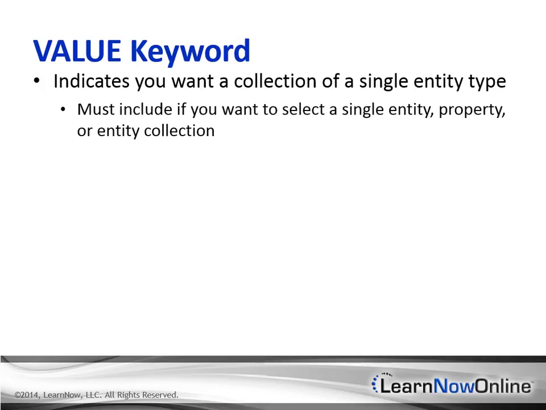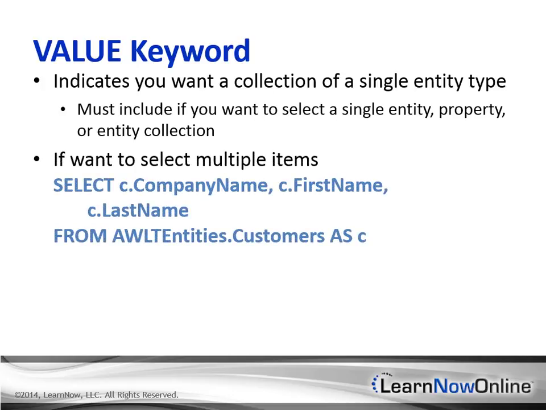You have to include value if you want to select a single entity property or entity collection consisting of strongly typed objects. If you want to select multiple items, such as various properties of the customer object, such as in the following statement, then you can't use the value keyword. Without the value keyword, Entity Framework will wrap the results in tabular rows, and you have to access the data by row and by column.